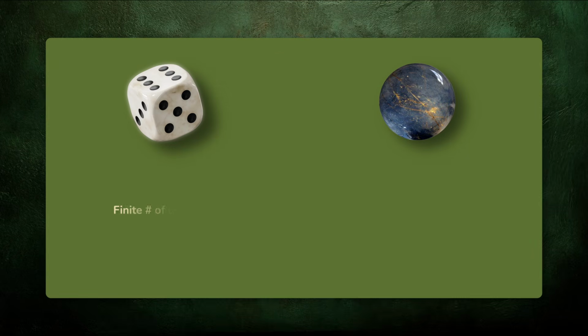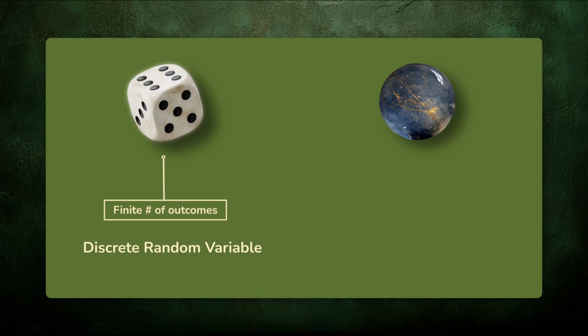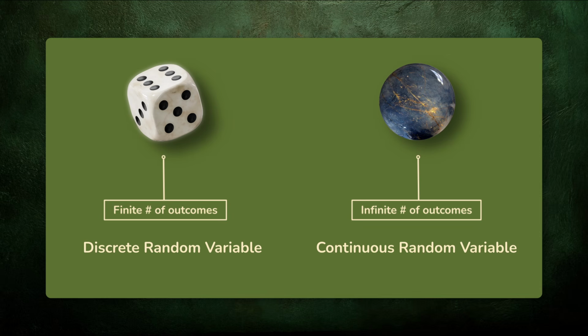Because there are a finite number of outcomes with a six-sided die, that random behavior is called a discrete random variable. The marble, on the other hand, has a smoothly varying infinite set of outcomes. This is a continuous random variable.